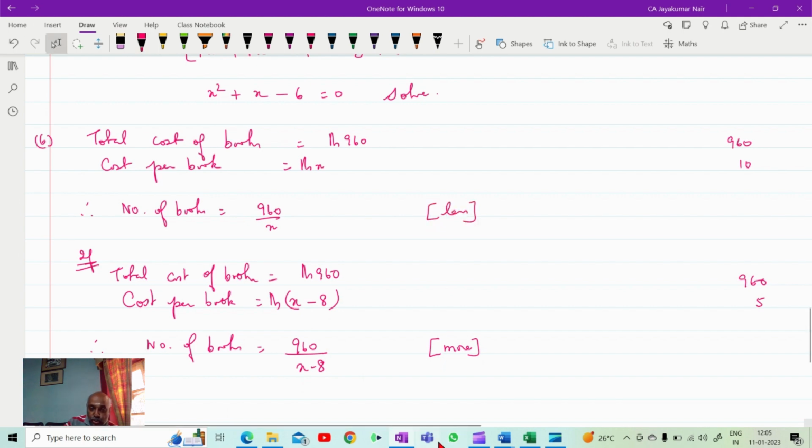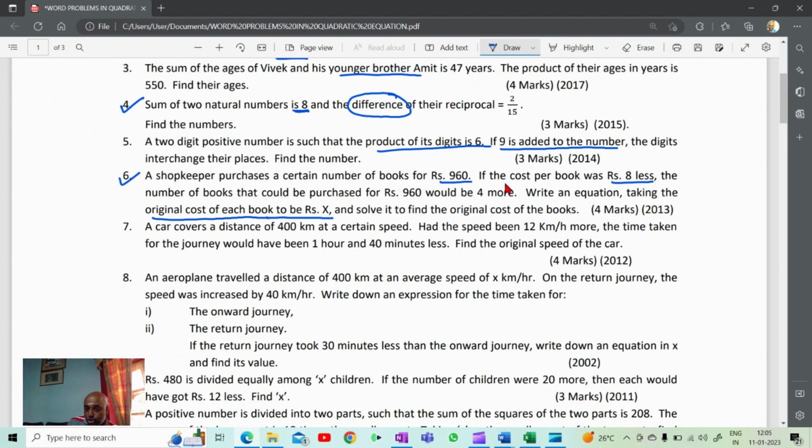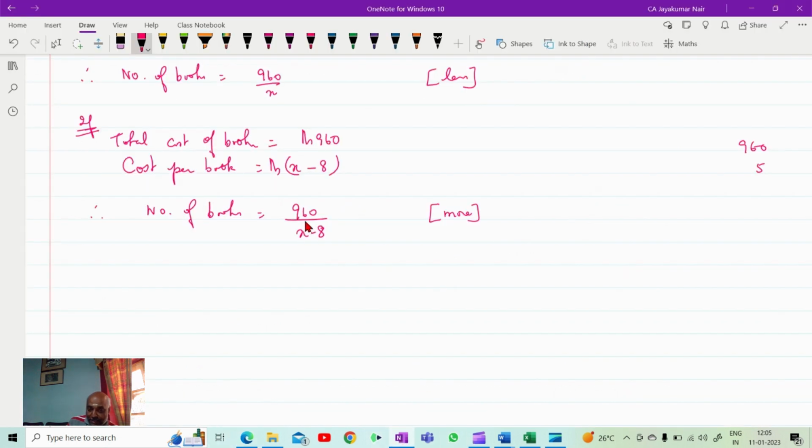So the difference between the books, earlier how many books you could purchase and now how many books you could purchase, they say that you will be able to purchase four more books. That means this is more than this by 4. So 960 over x minus 8 minus 960 over x is equal to 4, and you need to solve this equation.